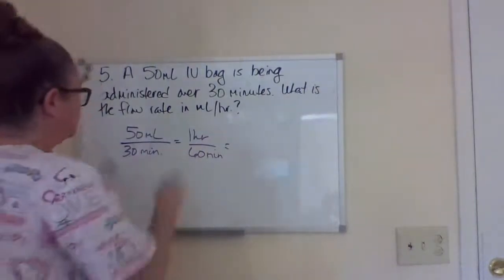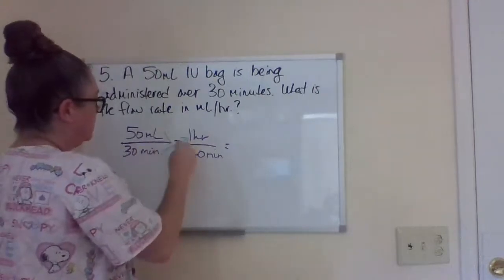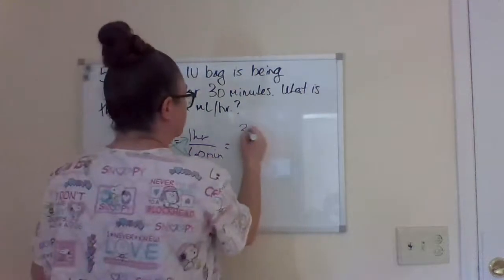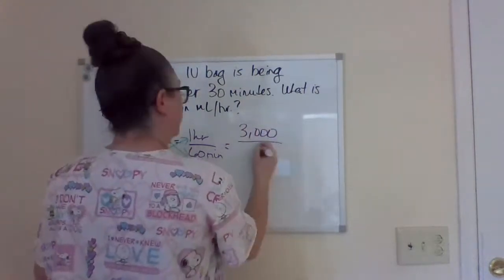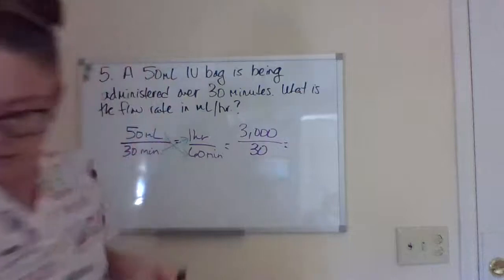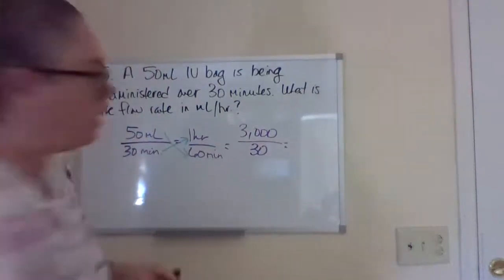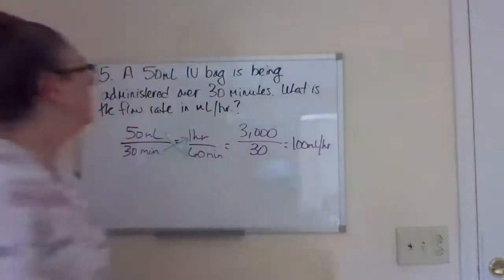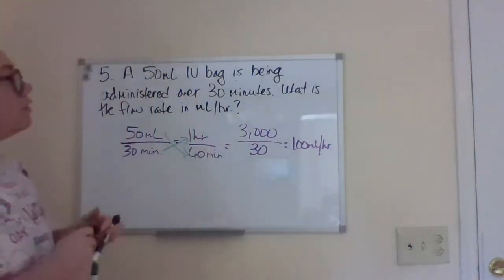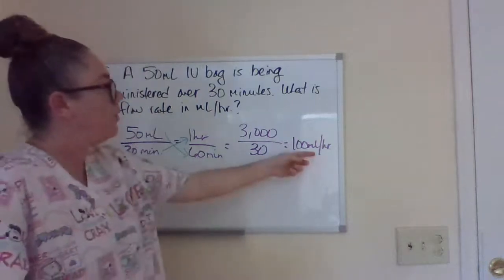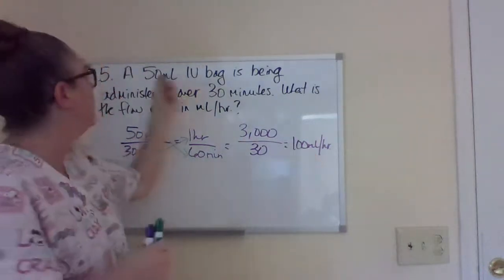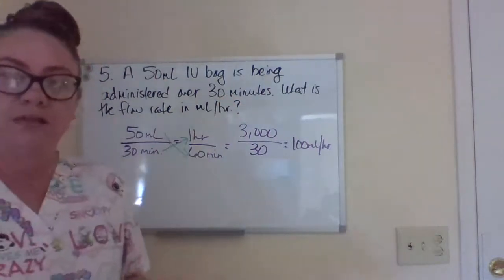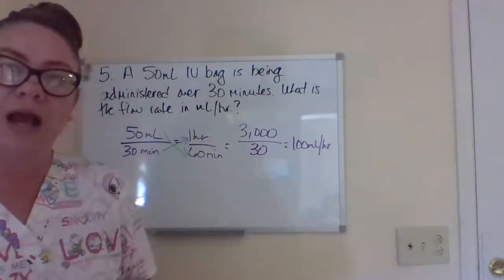So again, we're going to cross multiply. So 50 times 60 is 3,000 divided by 30. We get 100 mLs per hour. Again, that makes sense if we're running over 100 mLs in an hour. So half of that would be 50 mLs, and it would be 30 minutes, because half of an hour is 30 minutes because there's 60 minutes in an hour.